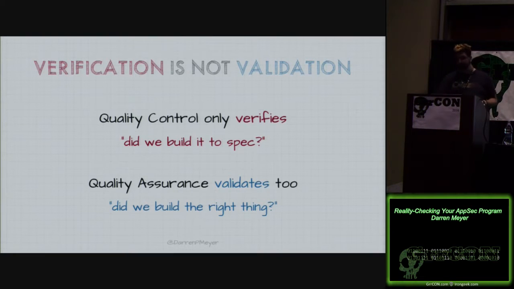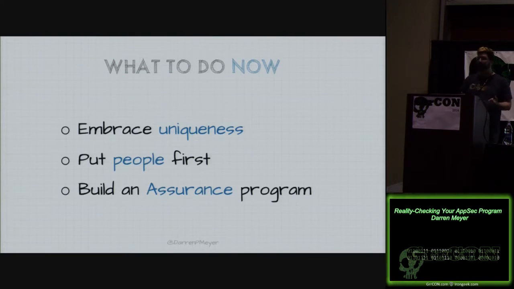So what do we do now? 3 simple things. Embrace uniqueness in your people and in your applications. Rather than trying to boil your entire application security footprint down to one risk item, understand everybody's going to be different. Put the people first. Give them a seat at the table. Understand that people doing the right thing is important. Do real education. And then focus on building an assurance program rather than a control program. And try not to call control assurance.